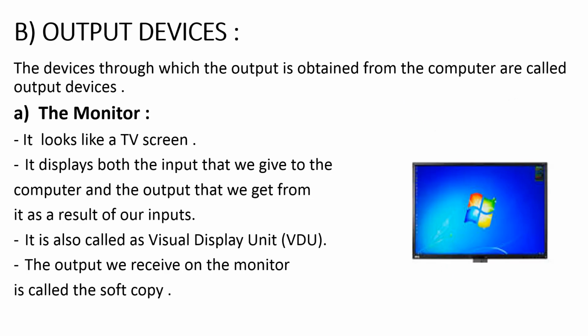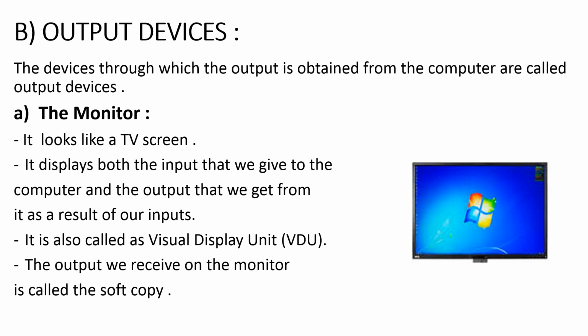Now, so far we have studied all the input devices. Now we are moving towards the next part of this chapter, that is the output devices. The devices through which the output is obtained from the computer are called output devices. We have studied the devices that we use to enter the data inside the computer. Now, we are going to study the devices through which we can obtain the output from the computer.